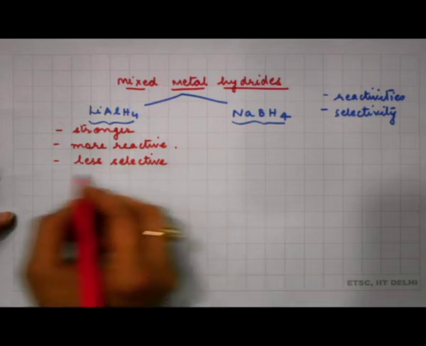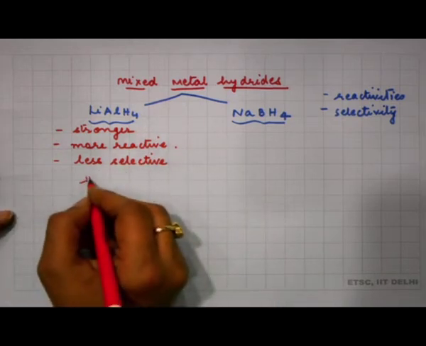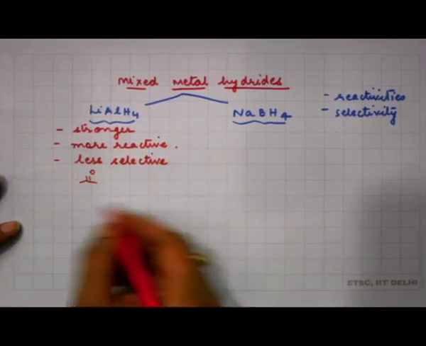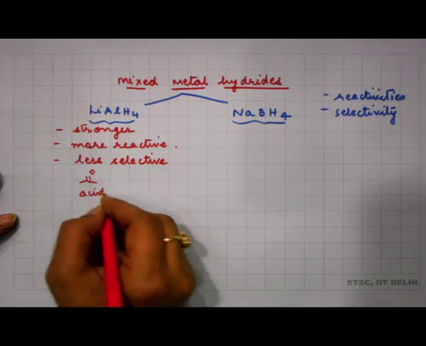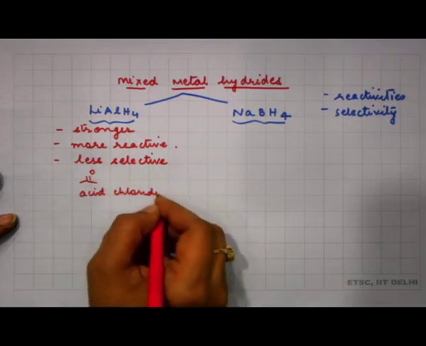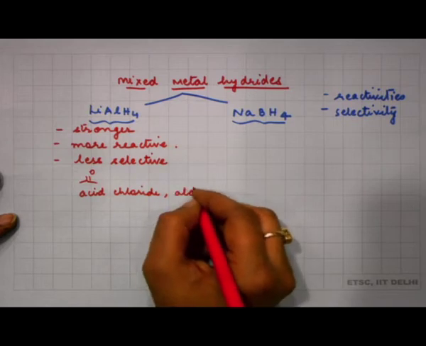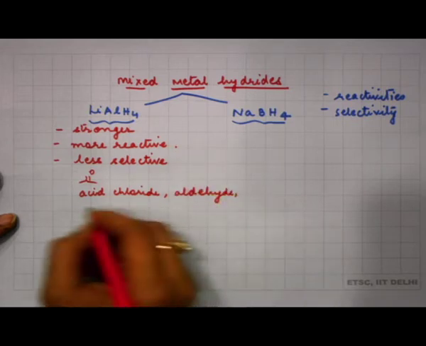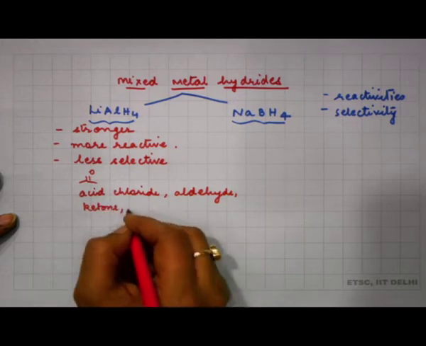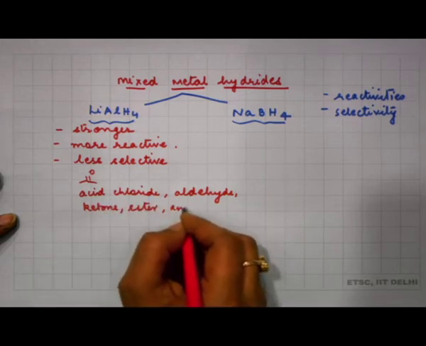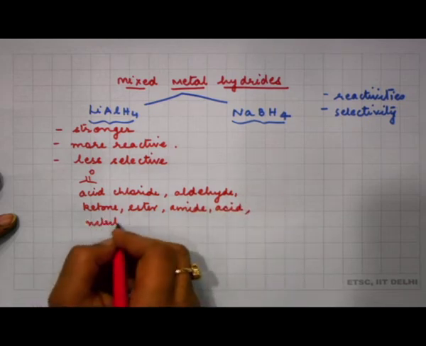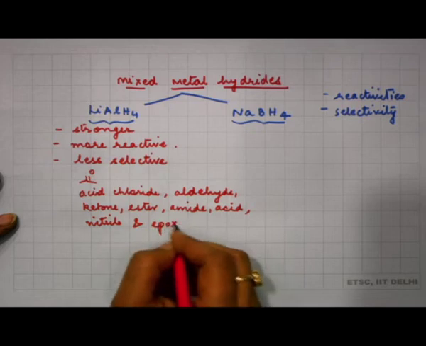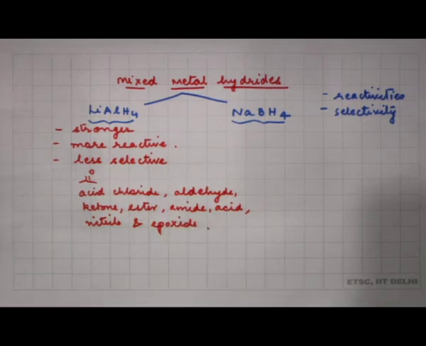So, when we say that it is less selective, what are the different classes of carbonyl compounds it can reduce? It can reduce a range of carbonyl compounds going from an acid chloride to an aldehyde to a ketone to an ester to an amide to an acid, a nitrile and an epoxide also. So, it can reduce a range of different functional groups which sodium borohydride cannot.